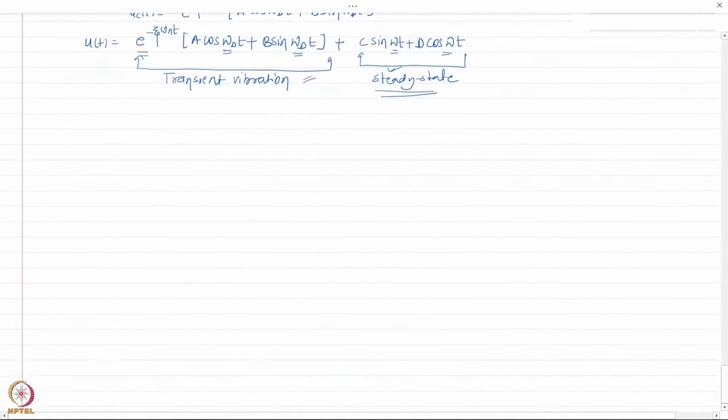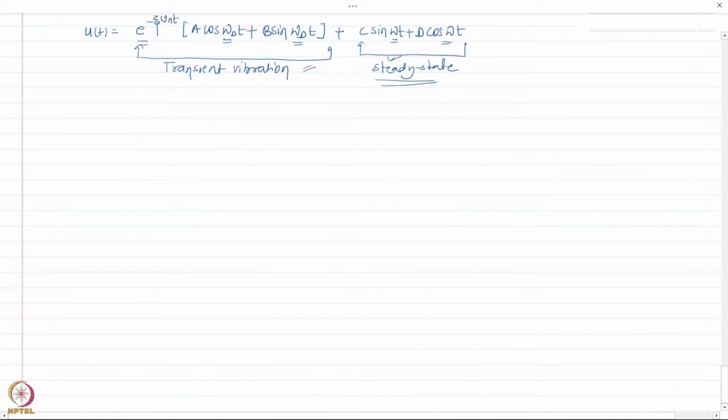Like we did for undamped harmonic motion, let us again try to plot this function. Now we know that our total vibration consists of two types of vibration. One is the transient response, another one is the steady state response. Transient response is basically damped free vibration, and the steady state is the forced part of the vibration at a frequency equal to the forcing frequency. So first let me draw both responses here.